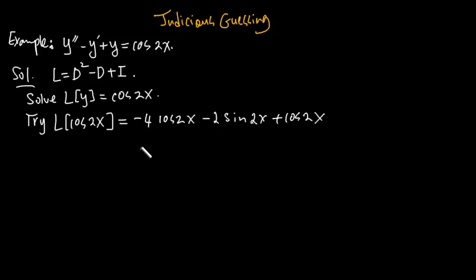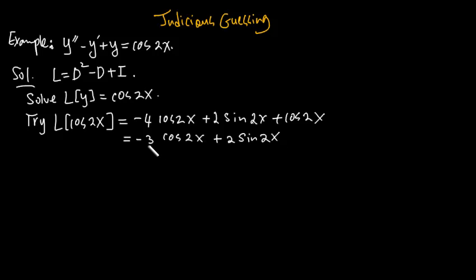So this is the answer I got. So we're going to simplify. This is the second derivative, negative of the first derivative. I forgot to change the sign. The cosine is negative, and there's a negative sign already, and y is cosine 2x itself. So this simplifies to negative 3 cosine 2x plus 2 times sine 2x.